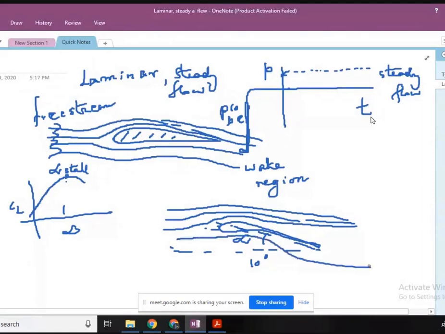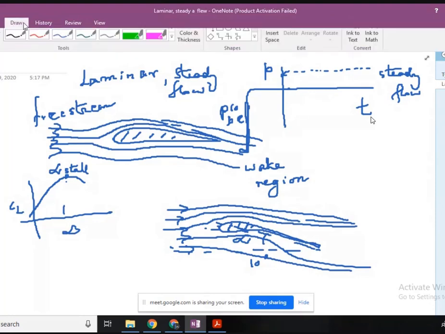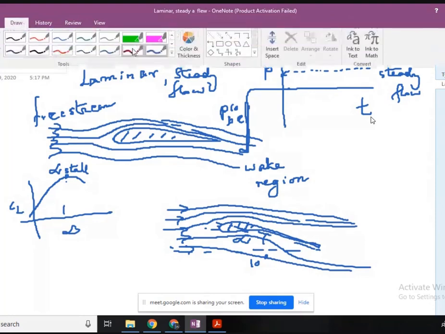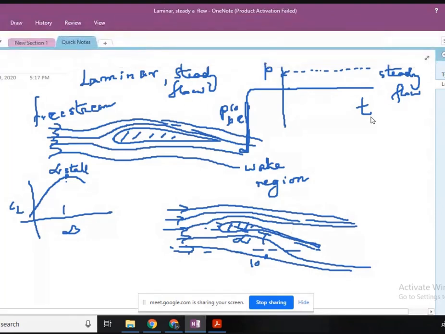And here, the flow is something like this. And this is aerofoil at a higher angle of attack. This is free stream region. Okay. Now, here I have a region where the flow has separated.